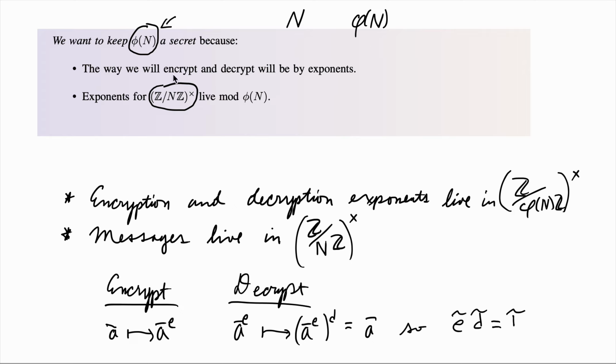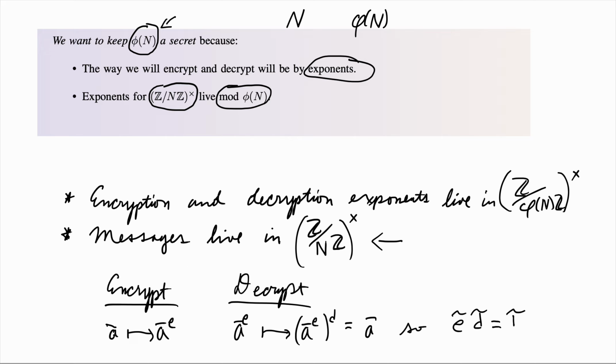So the way we're going to encrypt and decrypt is actually by exponents. We're going to use the fact that exponents in a mod actually live in a different mod. They live mod phi of n, the Euler-Phi function. And the messages are going to live in this multiplicative group mod n. Now if we choose our n wisely enough, the probability is basically just about 0 that something's not going to be in this multiplicative group. So that's a good thing.